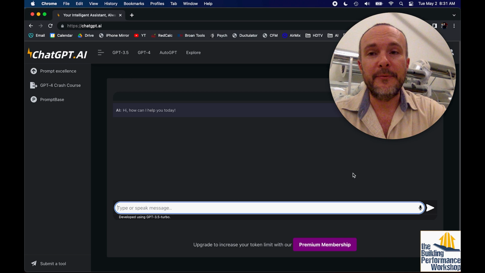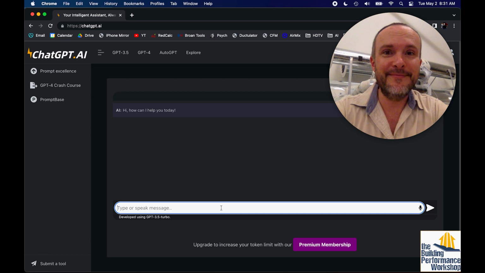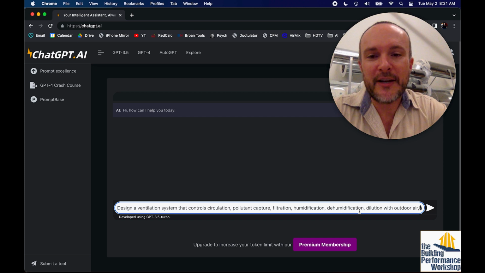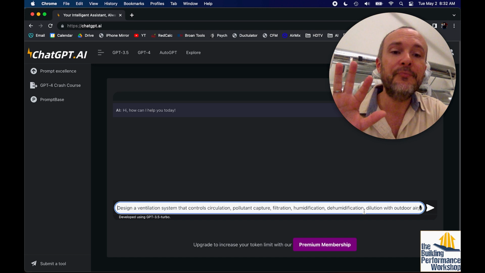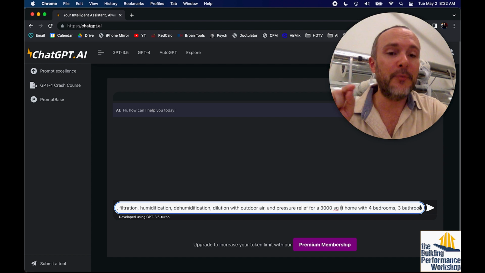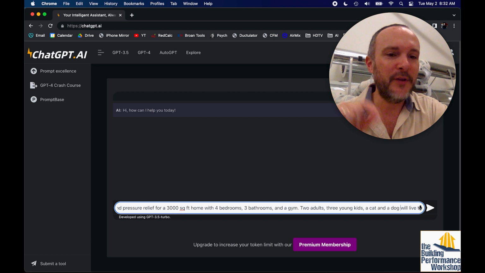So what we can do is just go to ChatGPT and type in my request, which is: design a ventilation system that controls our five factors: circulation, capture of pollutants and filtration, humidification and dehumidification, dilution with outdoor air, pressure relief, for a 3,000 square foot home with 4 bedrooms, 3 bathrooms, and a gym. 2 adults, 3 young kids, and a cat and a dog will live there. Some of them have respiratory or cardiac health issues.